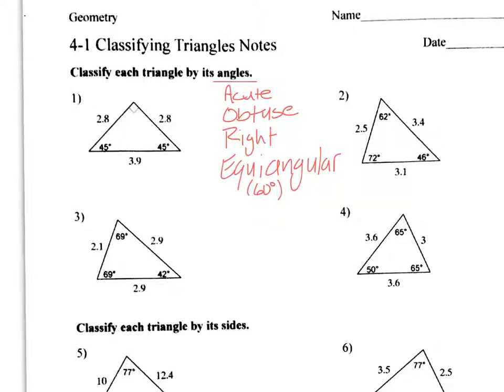Okay, so let's take the first one here. I'm going to write these in blue. So problem number 1, we look at the angles. Well, right here, we have a right angle. So that would be a right triangle. Okay. Problem number 2, we look at the angles. Less than 90, less than 90, less than 90. So that means that one is called an acute triangle.